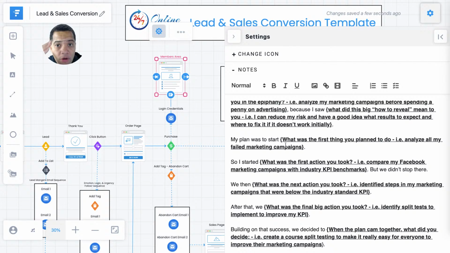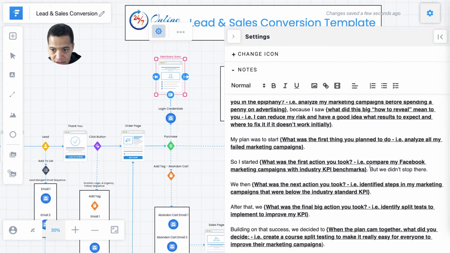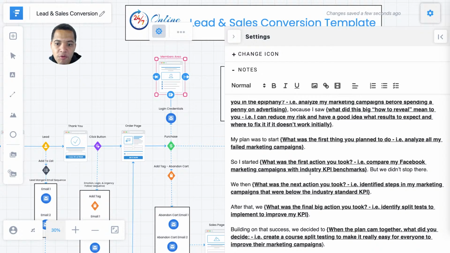Now that I understood marketing math, I said, okay, let me go back and look at all my failed marketing plans that I paid for on Facebook and Google that didn't make any money. So I went back and analyzed those. The first thing I did was compare my Facebook marketing campaigns with industry KPI benchmarks.